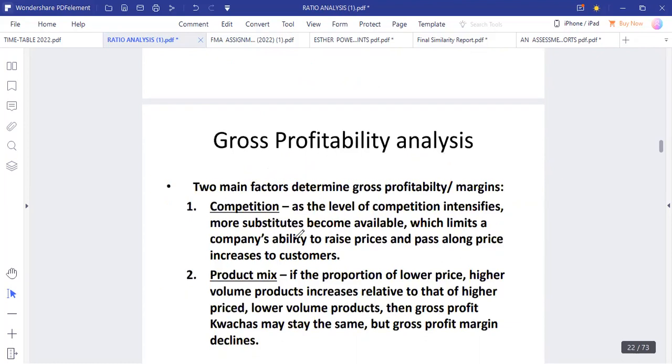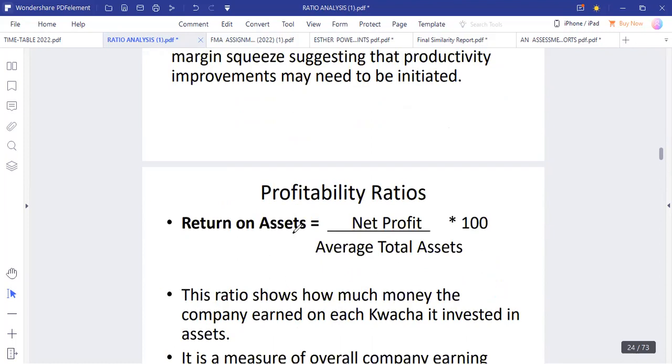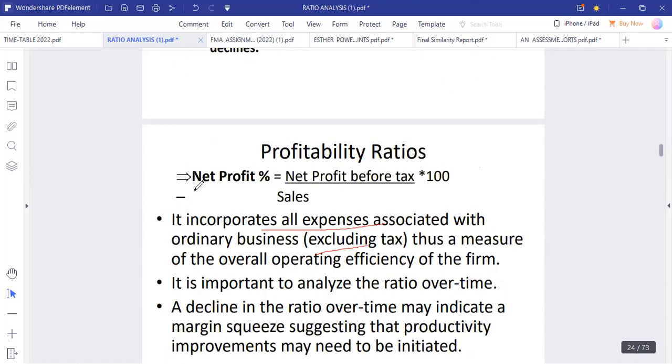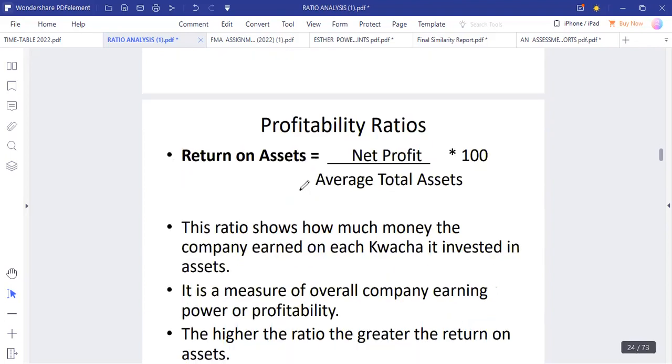Then when we go to our net profit, it is simply net profit over sales times 100. With this one, we remove the tax aspect, so it is net profit before interest and tax over sales. Then when we go to profitability ratios, we're looking at the return on assets. It's simply the net profit over average total assets times 100.